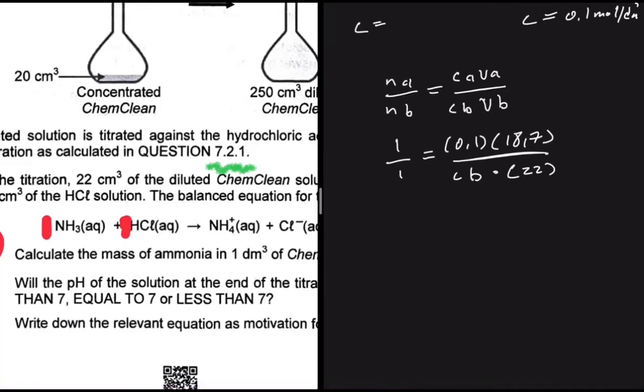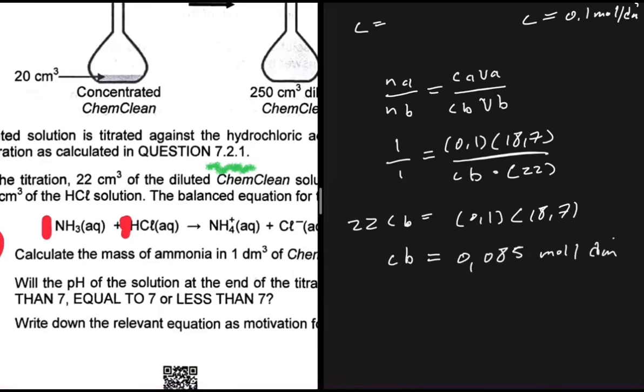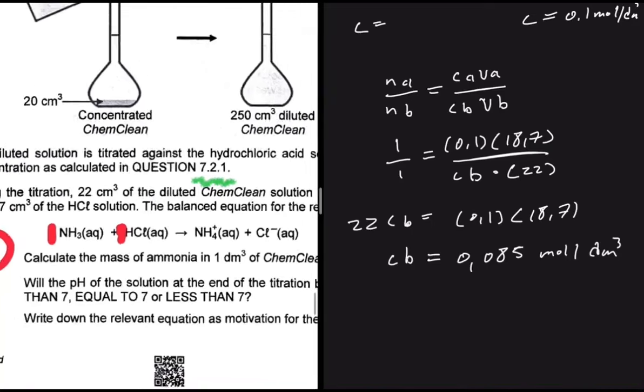So if we cross multiply here, we're going to get 22 concentration of the base being equal to 0.1 multiplied by 18.7, right? So now, as you can clearly see there, it is just a matter of dividing both sides by the coefficient of our base, right? So the concentration of the base will be equal to 0.085 moles per decimeter cube, right? There we have it. We have the concentration of our diluted base, right?